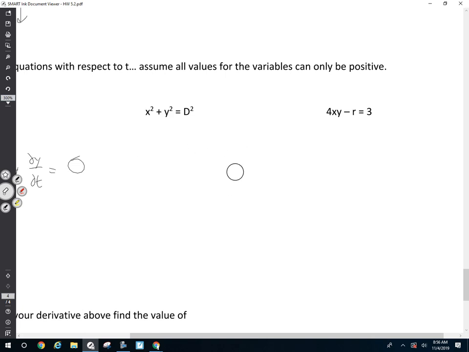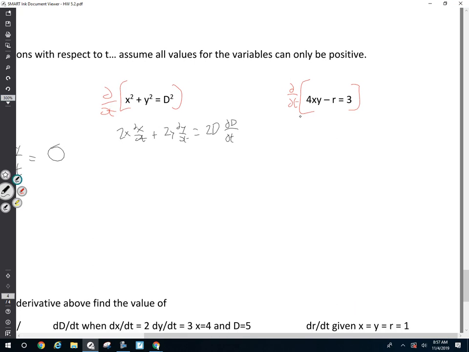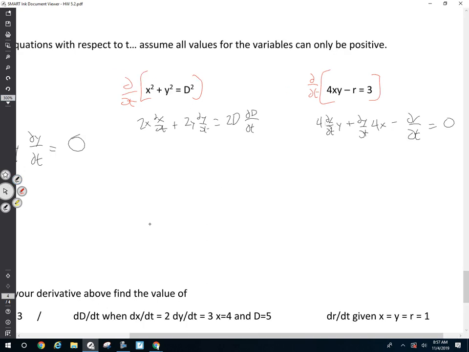I write it a little smaller. 2x dx/dt plus 2y dy/dt equals 2d dd/dt. And we're taking the derivative with respect to t. Product rules. Derivative of the first would be 4 dx/dt times y, plus dy/dt times 4x, minus dr/dt equals 0. Everything still applies.